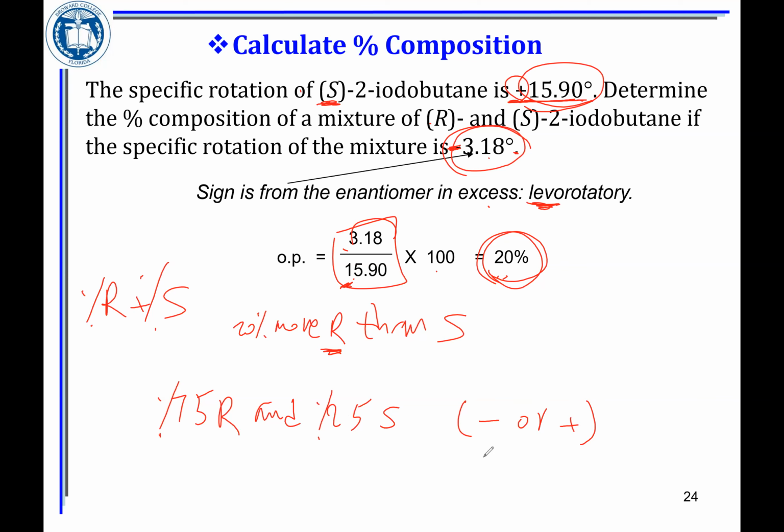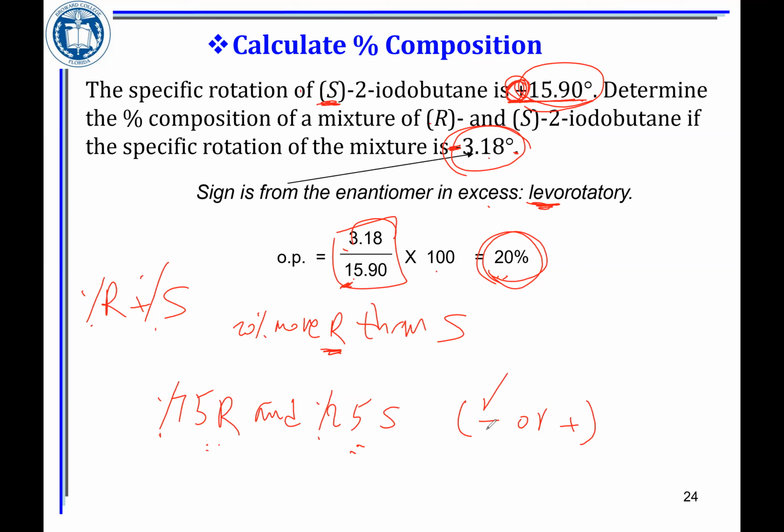It'll be positive, right? No. Which one is negative? R negative or S negative? R. We know S is positive, right? If we have more R than S, then this sign is going to be negative because you have more R than S.